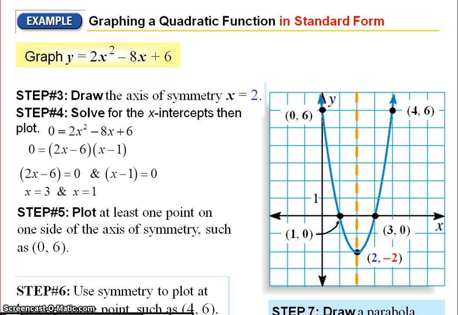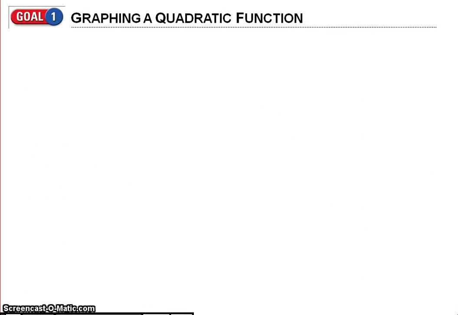Okay, once you have your 5 points, you can connect them and have this rounded curve. So we have a parabola with arrows on the ends, and it is U-shaped, not V-shaped.